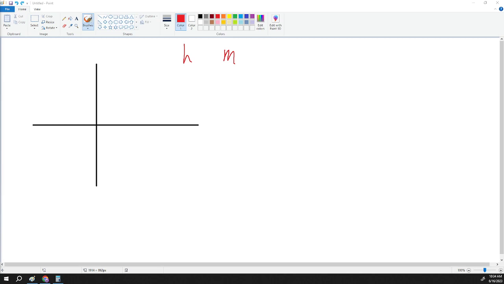Yes, yeah, that's correct. So you guys have to solve for the angle of the hour hand given the hours and the minutes.